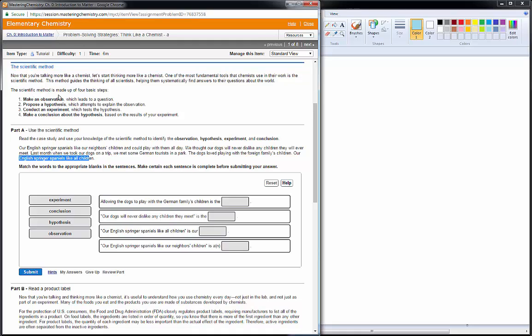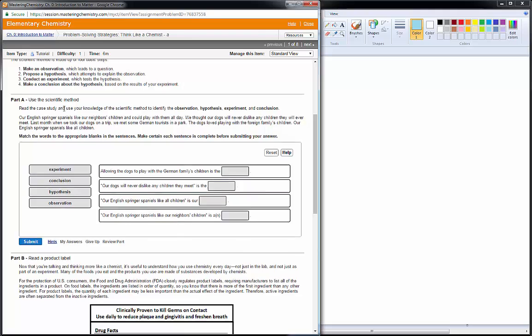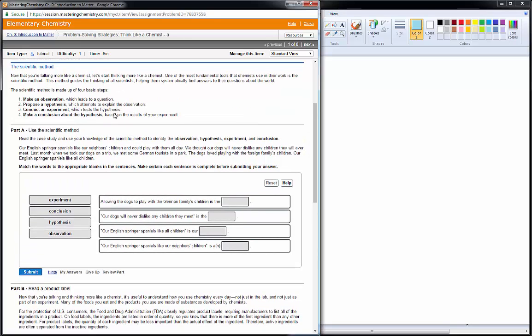We've got making an observation, proposing a hypothesis, conducting an experiment, and making a conclusion about that hypothesis. And we're going to look at each of these things with respect to a particular story here. So we say we have an English Springer Spaniel, which likes our neighbors' children and can play with them all day. That is our initial observation.